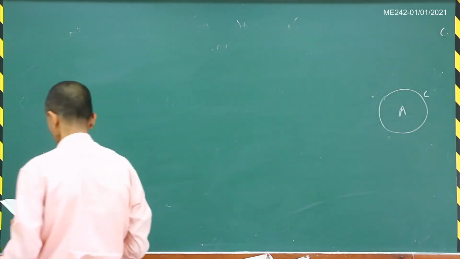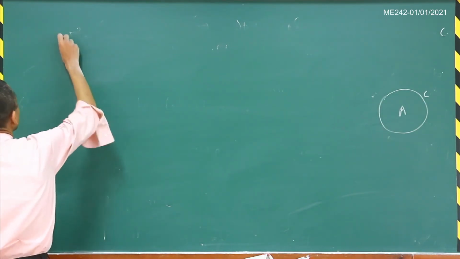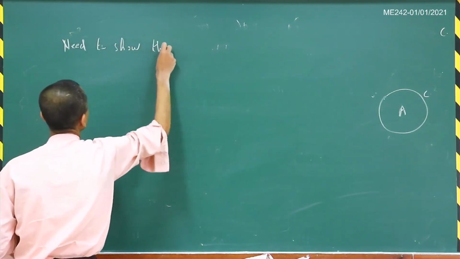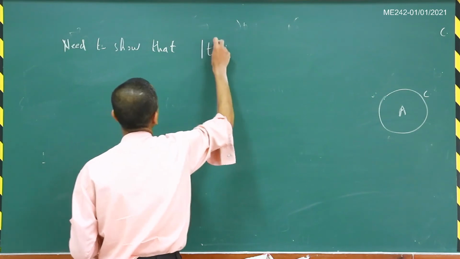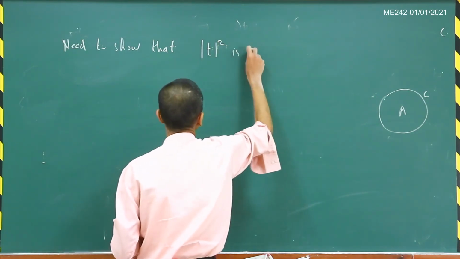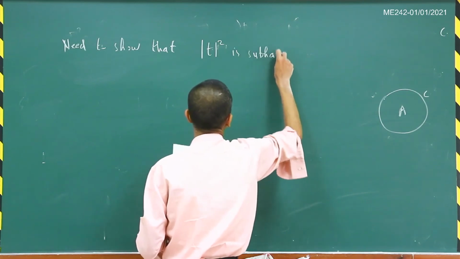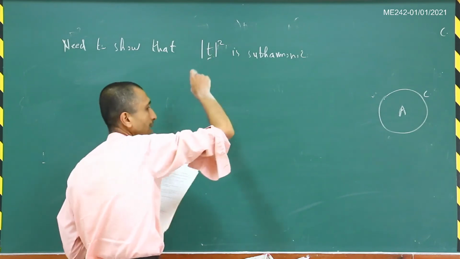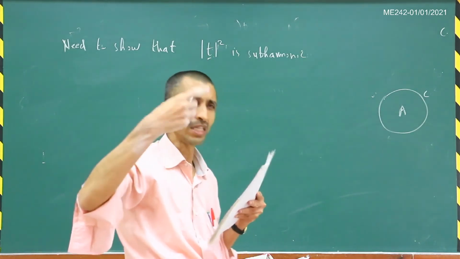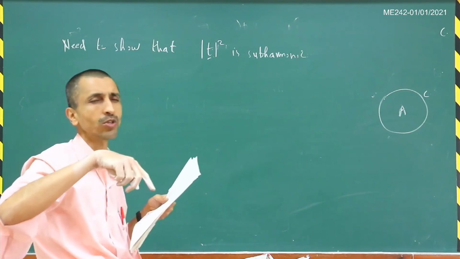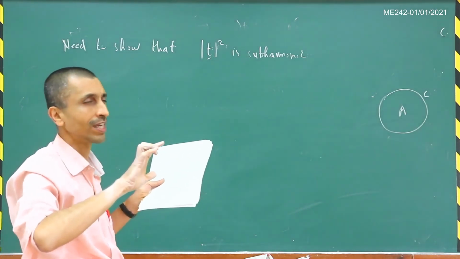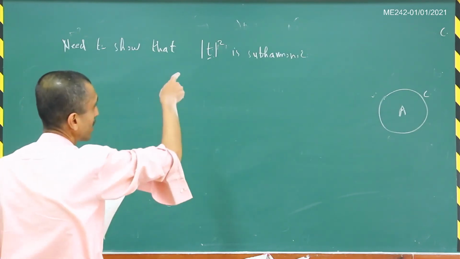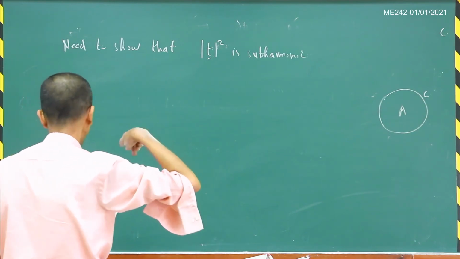So we need to show that T square is subharmonic. Actually, we can consider it as T square, because if T is maximum, then T square is also maximum, and if T square is maximum, then T is also maximum, because these are just positive quantities. We are just considering the magnitude of that particular vector here. So it doesn't matter if we do it for T square.